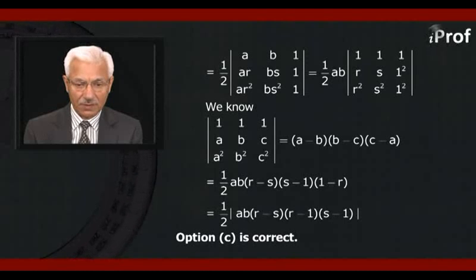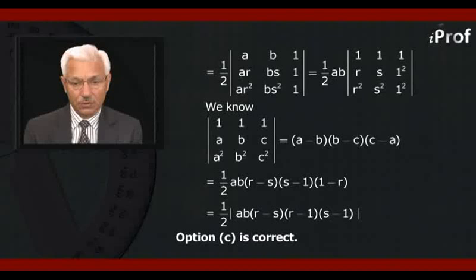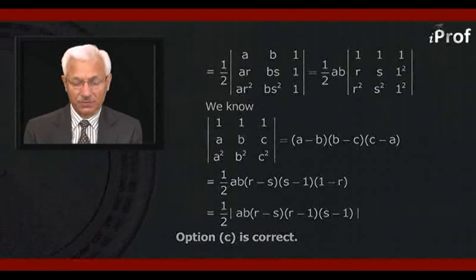So here the value will be half ab(R - S)(S - 1)(1 - R), which can be written as half of modulus of ab(R - S)(R - 1)(S - 1), which is option C.